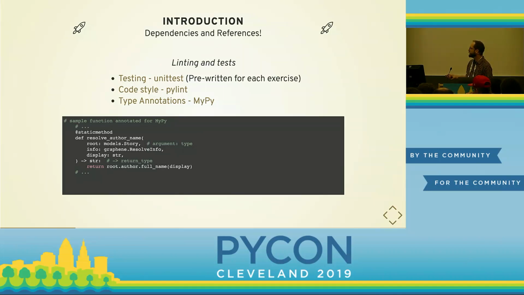Basically, we have the argument here, which is root, and then the type that argument is. In this case, our root is a story model from our Django ORM. And this info is from graphene. It's the resolve info. And display is just a string. We also have the return type here, which is a string. So hopefully that demystifies some of the weird arguments that you might see flying around in a GraphQL resolver, which we'll get to a little bit later.